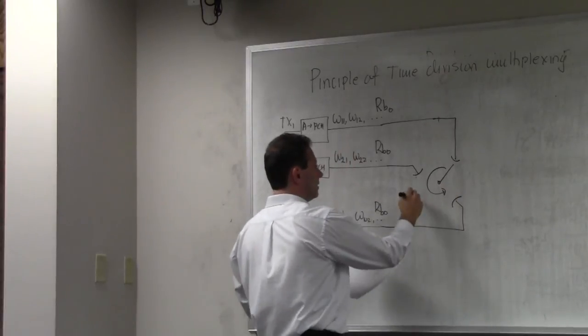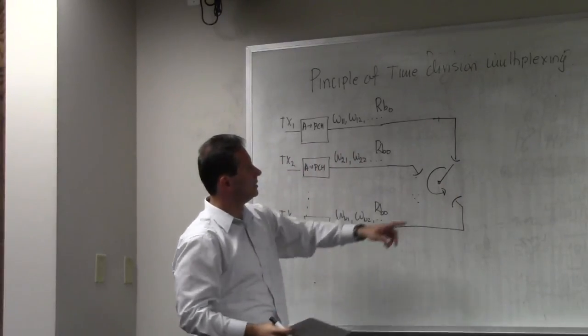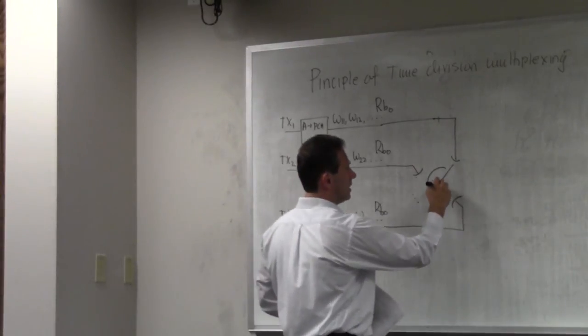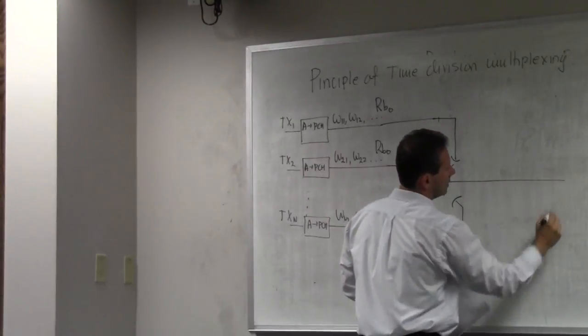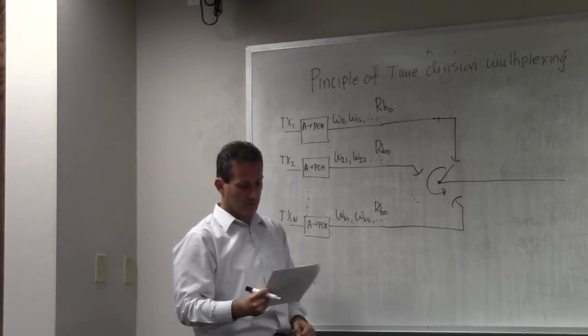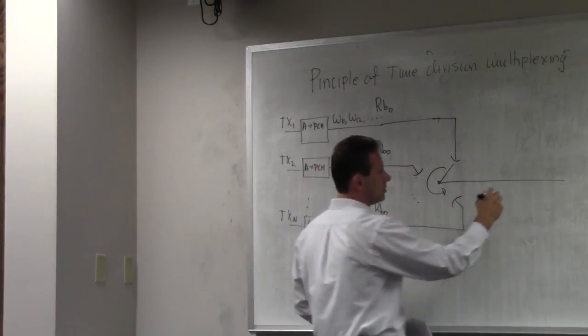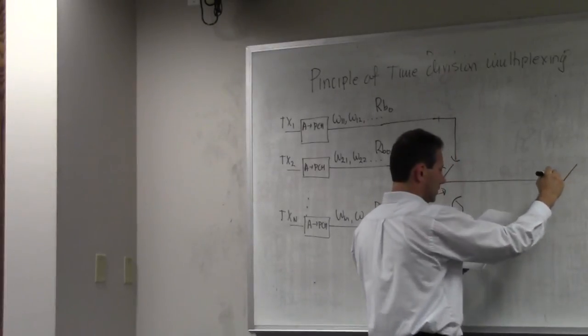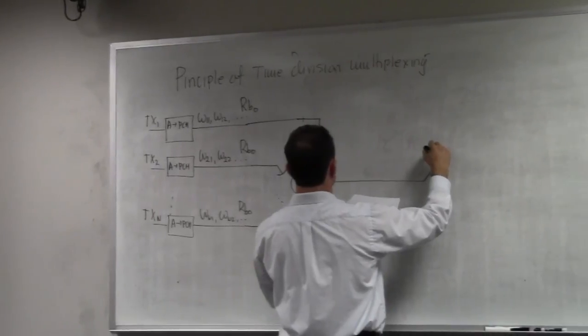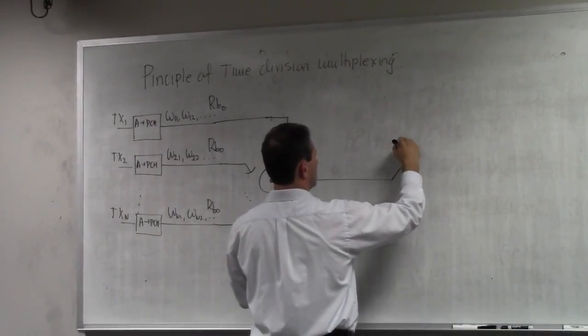You can think of this as a rotating switch that connects each individual user to this particular line. And then on the other end, you're going to have something which works in the opposite direction. So let me do this.